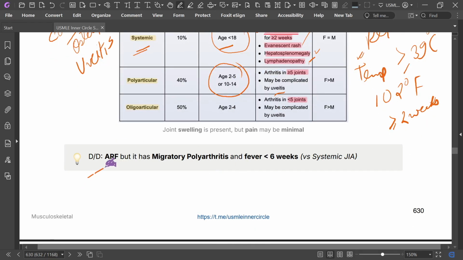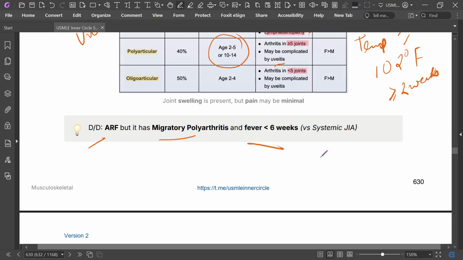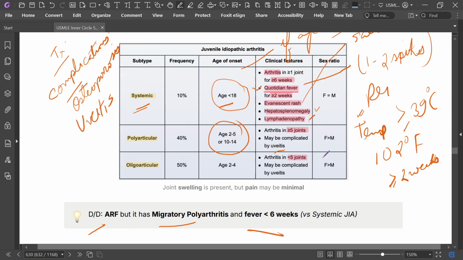The differential diagnosis is acute rheumatic fever, but acute rheumatic fever has migratory polyarthritis and fever for less than 6 weeks. But in systemic JIA, there is fever or arthritis for more than 6 weeks.